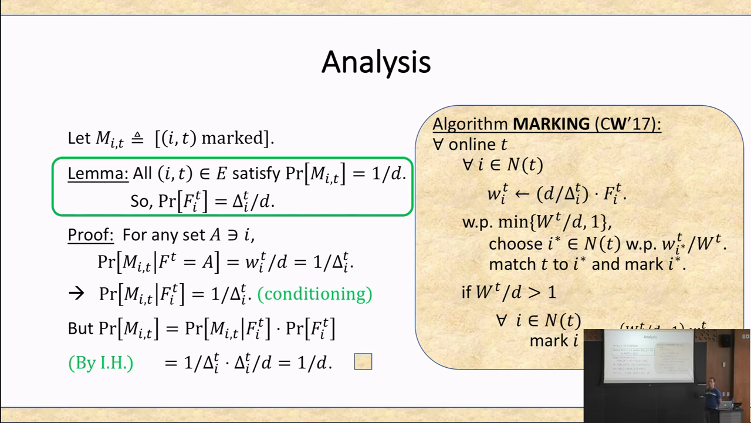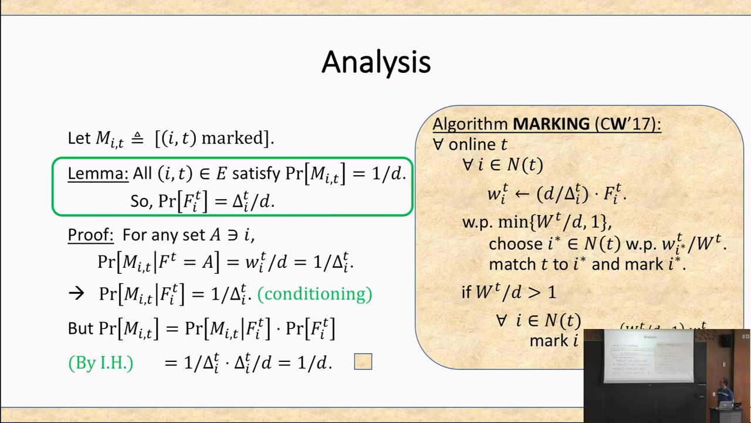Sorry, David, I was snoozing. Where is the induction coming from? So the induction is just over t. Whenever a new online node shows up, I assume that this is true up until a second ago, and now I'm just showing it for t plus one. And maybe the words "by induction" should be somewhere on the slide, just to be pedantic.